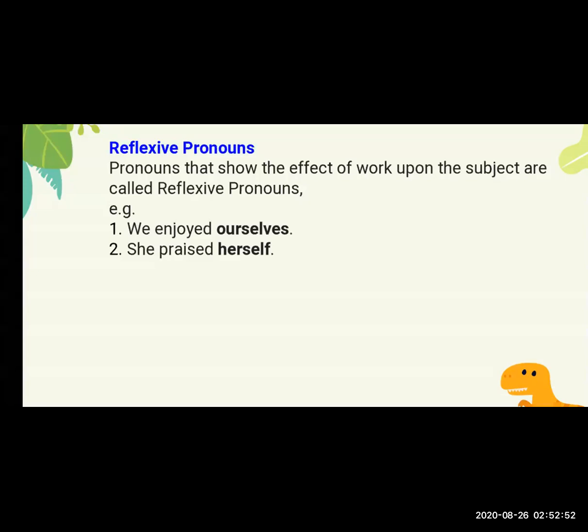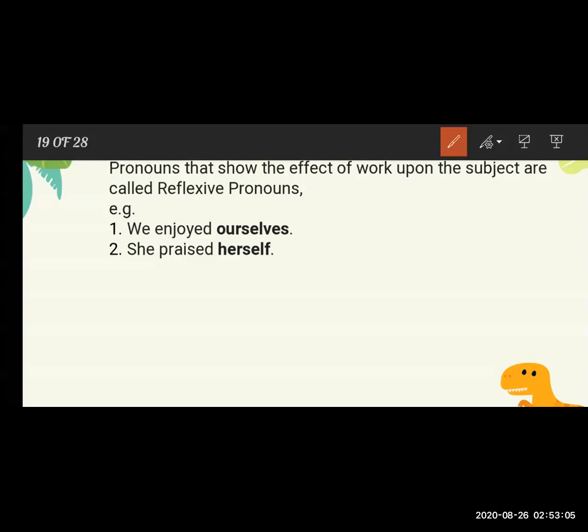See examples over here. We enjoyed ourselves. In this sentence, ourselves is reflecting upon the subject we. The pronoun ourselves reflects back to the subject we. We enjoyed ourselves. Now see the next example: she praised herself.